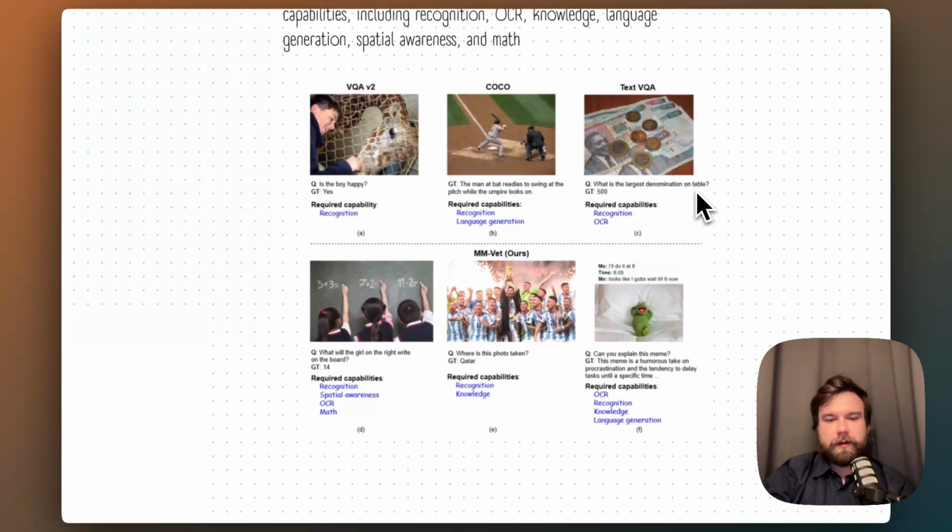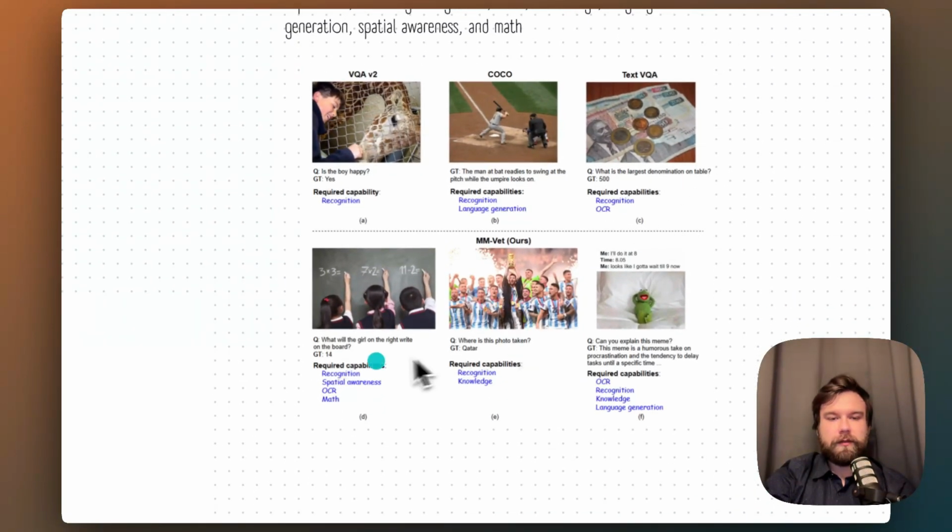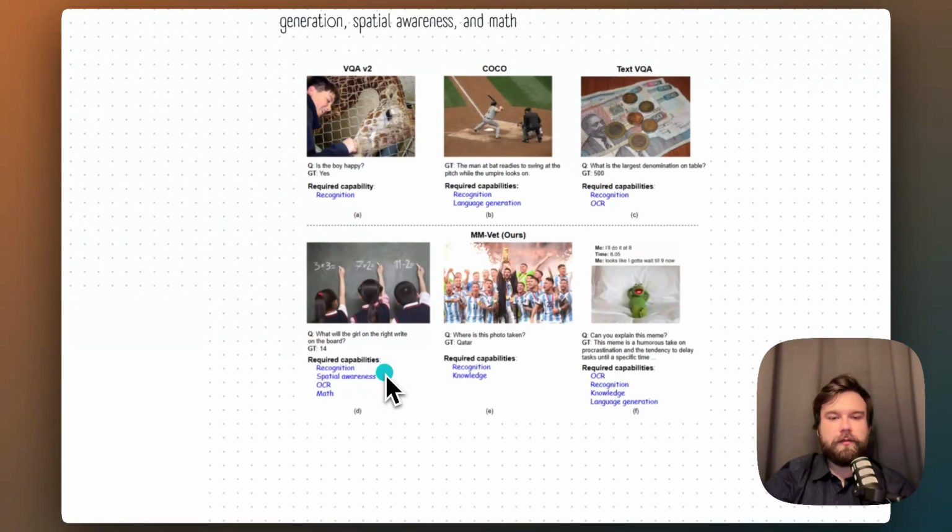But on this benchmark, the situation is slightly different. They have harder questions. Not only do they ask what is written on the blackboard, but is the answer right? So the LLM has not only to do OCR and analyze the image, but also do some very basic but still reasoning. And on the other examples, we can also see this.